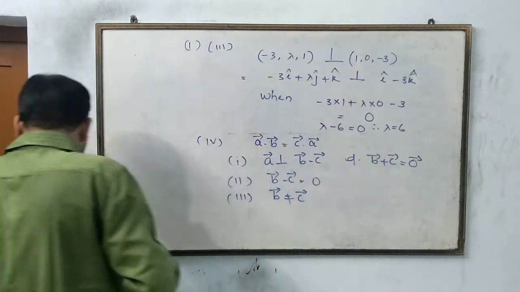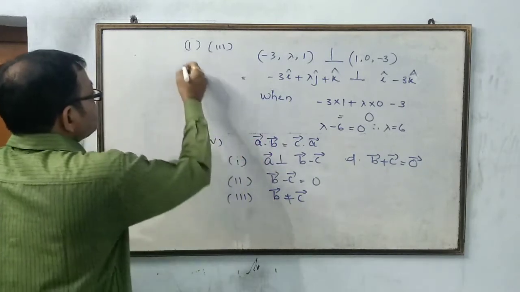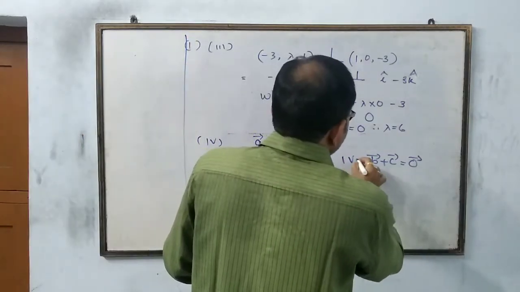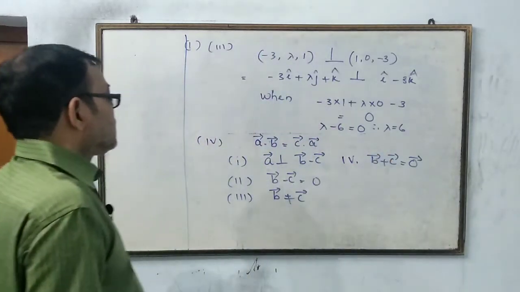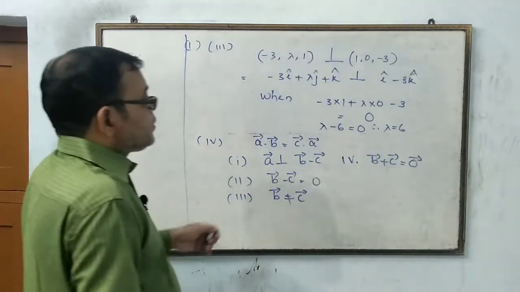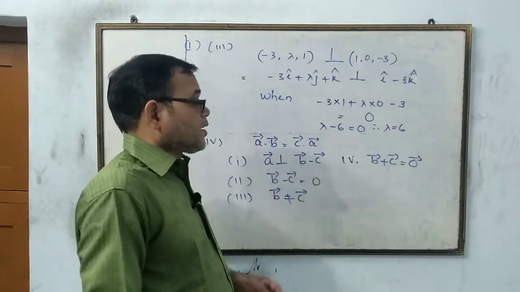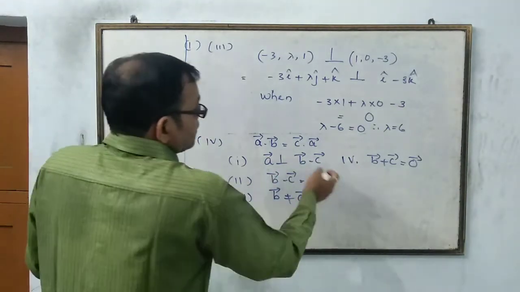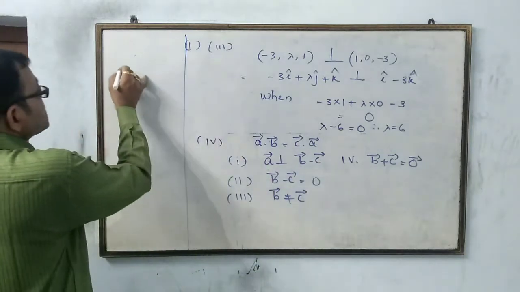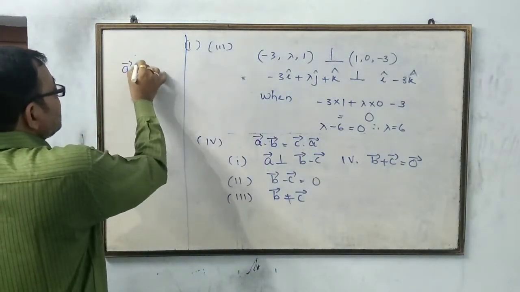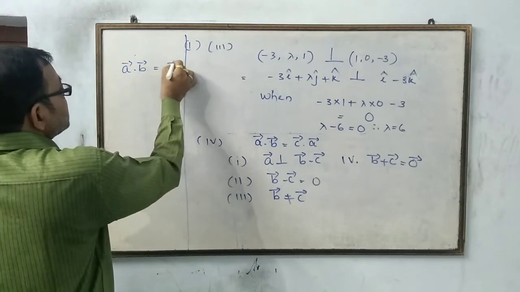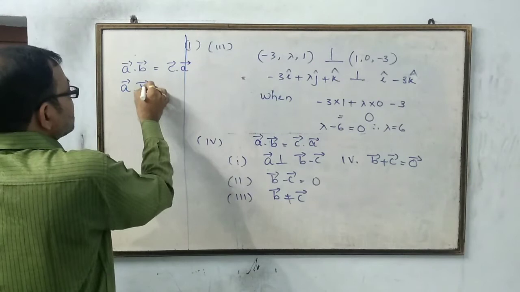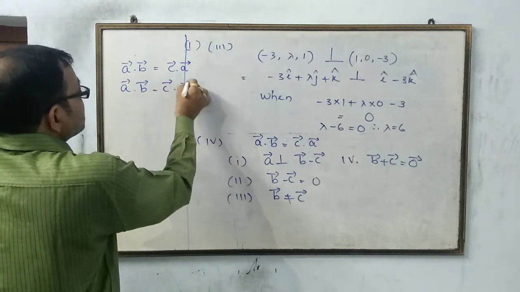We have A dot B equal to C dot A. Which one is correct out of these 4 options? You see, A dot B is equal to C dot A, so I can write A dot B minus C dot A is equal to 0.